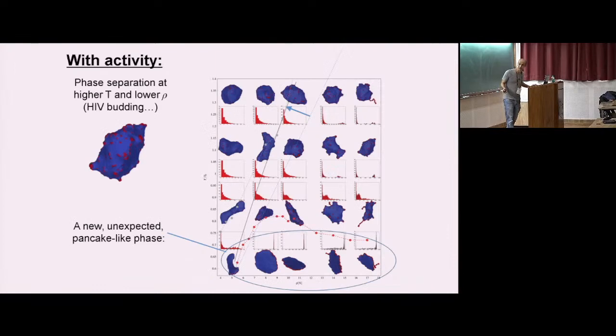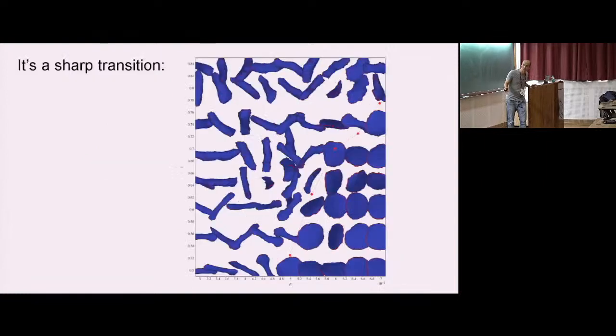What is interesting is that on this side of the transition, at low densities, this is a very sharp transition, as you can see here by zooming in on it.